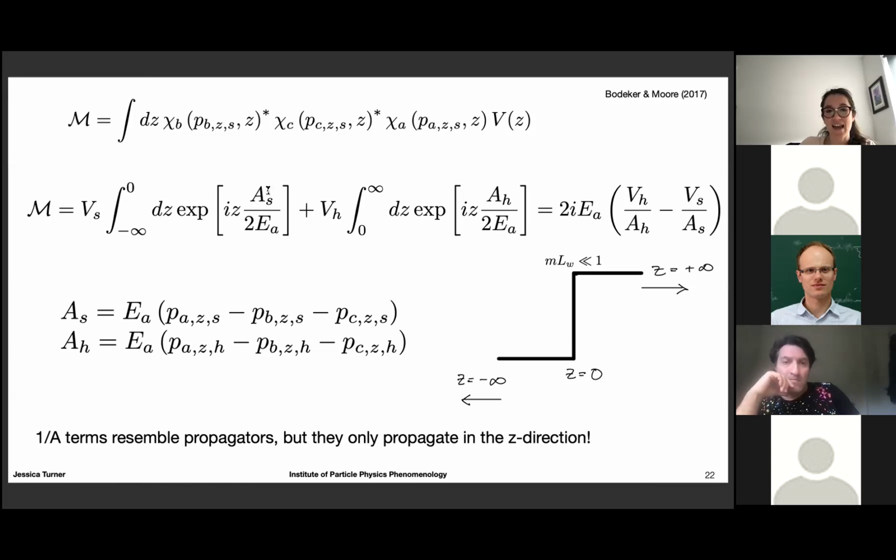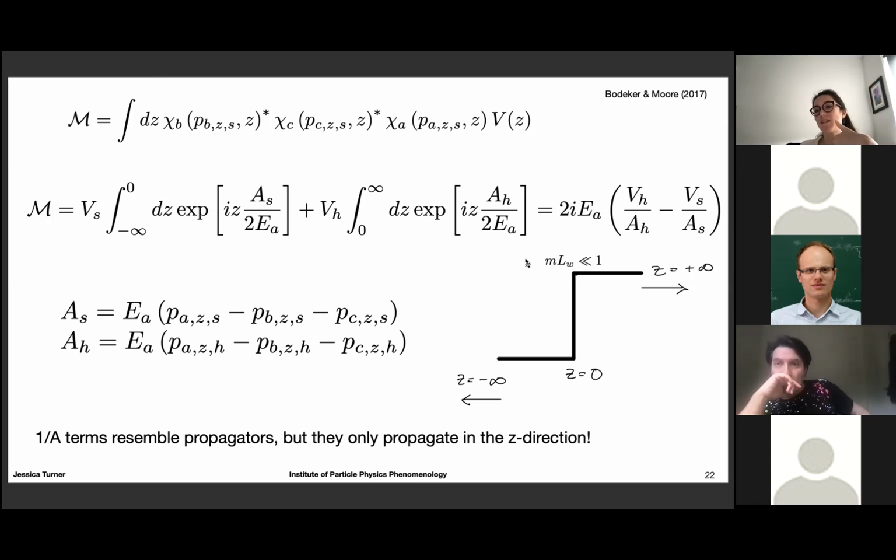So this AS corresponds to the mode function in the symmetric phase, which, when you actually plug in the kinematics, is the change in Z momentum between the incoming particle A and the final state B and C. And then AH, which is analogously the change in longitudinal momentum in the broken phase, as denoted by H here. So one performs this integration, and then what you will find is the matrix element looks like this.